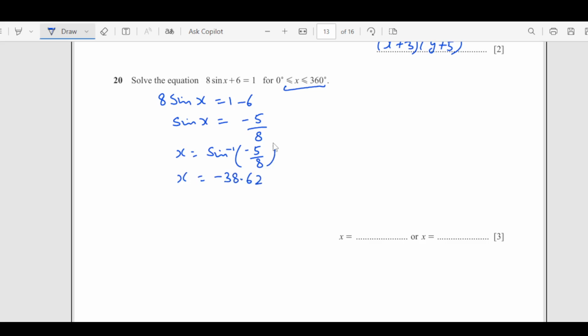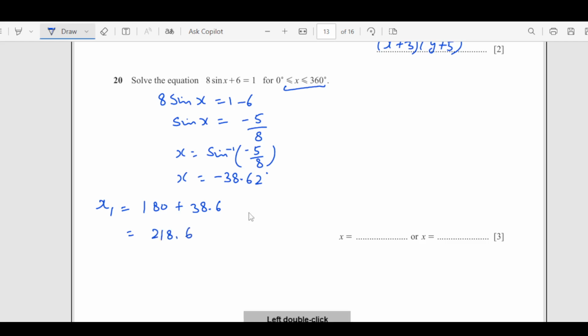Directly use your calculator and make sure your angle is in degrees. Calculator should be on degree mode. 38.62. Now this is negative and we don't have this negative. Our angle is between 0 and 360. So for this one I will advise you guys, ignore this negative sign, because sine repeats after every 180 degrees. So the first angle that we are going to get here is 180 plus 38.6, right? So this comes out to be 218.6. One angle is this.